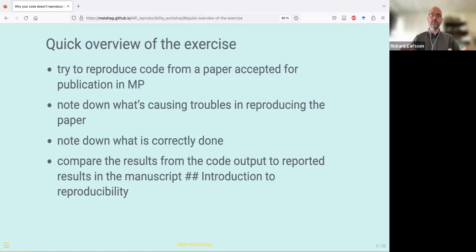And before we start with the presentation, I think it's good to have a quick overview of the exercise, so this is what you will have in mind. Think of it like a test. After the presentation, we will want you to look at reproducibility for some submissions, some articles. Try to reproduce code from a paper that is an accepted publication in Methodology, and note down what's causing troubles in reproducing the paper. Also note down what you found that is correctly done and working well. And then finally, if you have time, compare the results from the code output to the reported results in the manuscript.